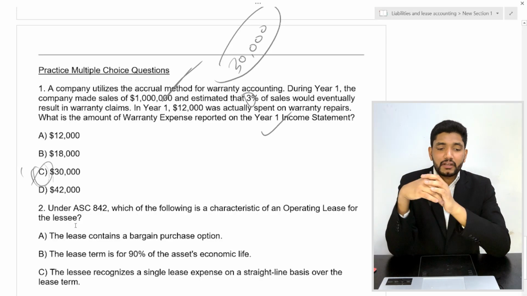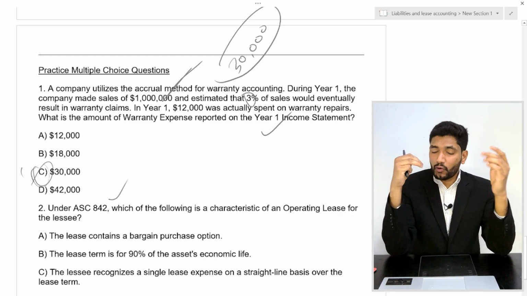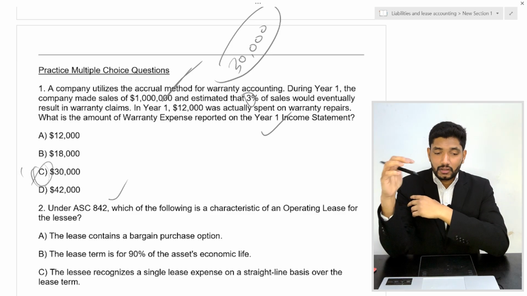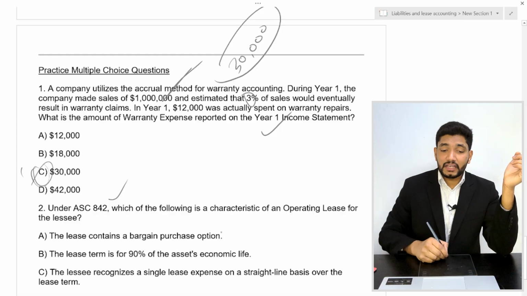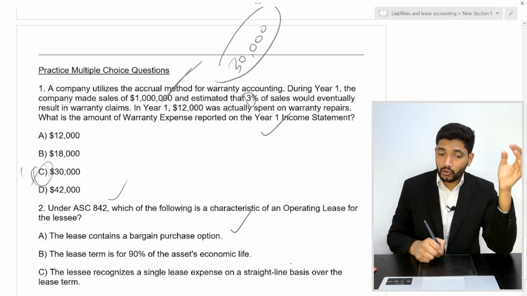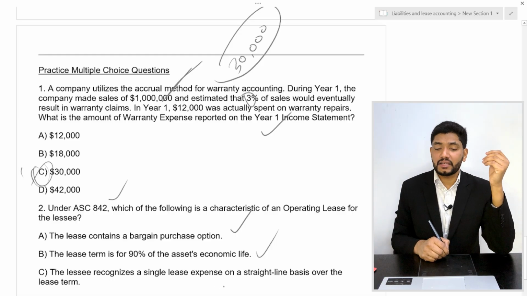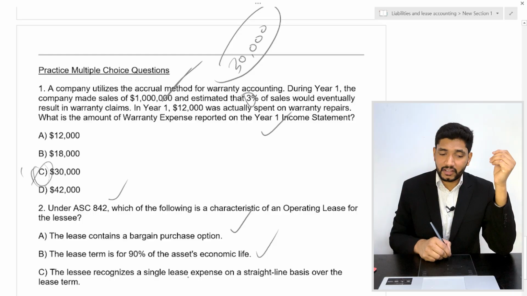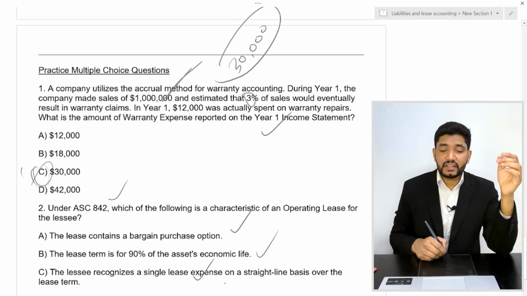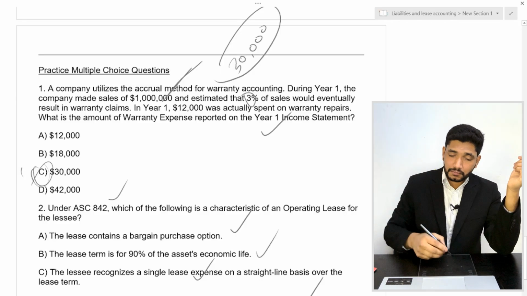Let us move into the second question. Under accounting standard 842, which of the following is a characteristic of an operating lease for the lessee? Option A, the lease contains a bargain purchase option. Option B, the lease term is for 90% of the asset's economic life. Option C, the lessee recognizes a single expense on a straight line basis over the lease term. Option D, the lessee recognizes interest expense and amortization expense separately. So, which of the following is a characteristic of an operating lease?